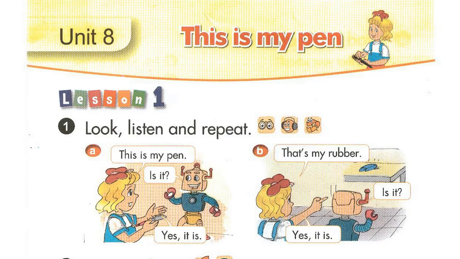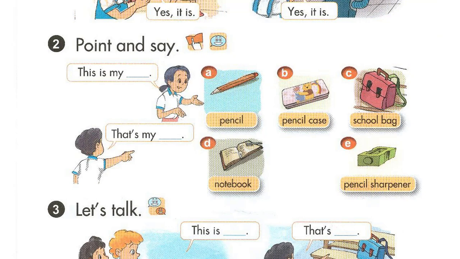Page 52. Unit 8. This is my pen. Lesson 1. Activity 1. Look, listen, and repeat. A. This is my pen. Is it? Yes, it is. B. That's my rubber. Is it? Yes, it is. Activity 2. Point and say. This is my pencil. That's my notebook.